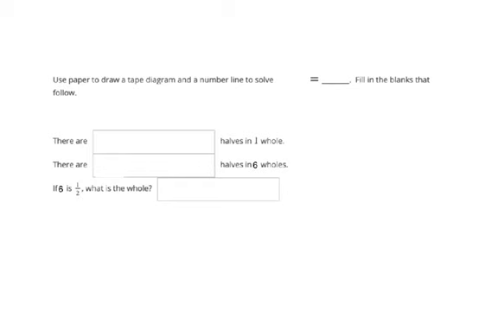I see you. All right, use paper to draw a tape diagram and a number line to solve. Fill in the blanks that follow. Ooh, this one's challenging. Okay. 1, 2, 3, 4. Okay, here we go. Here's what you're going to solve: 6 divided by 1/2.